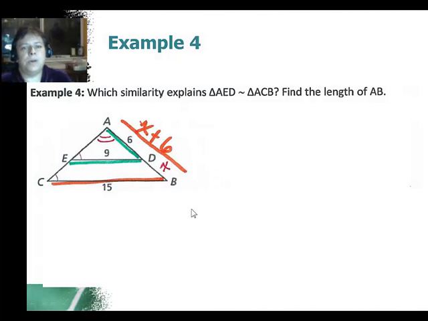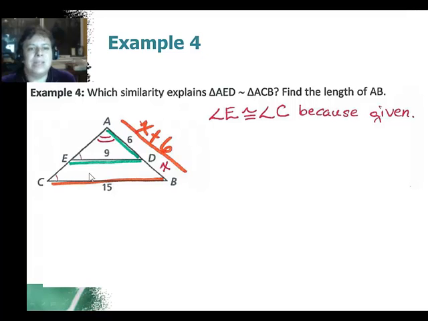On example 4, they want to know which similarity explains triangle AED being similar to triangle ACB. And also they want me to find the length AB, which is, by the way, why this X pops up later. First of all, the thing I can see is they marked angle E and angle C congruent, so that's given. But I also look at angle A.